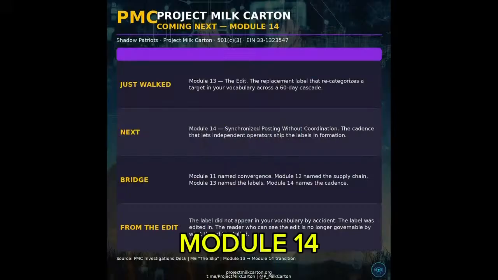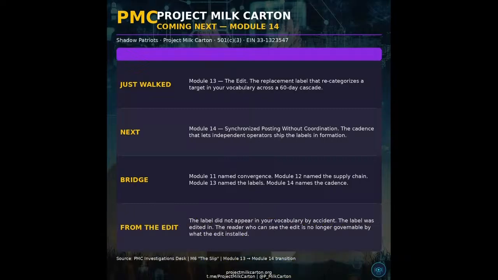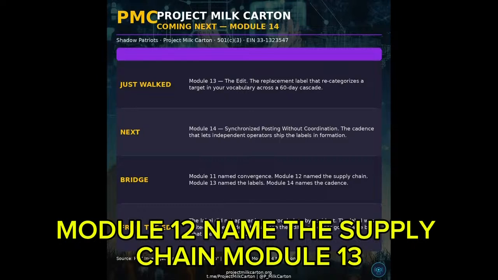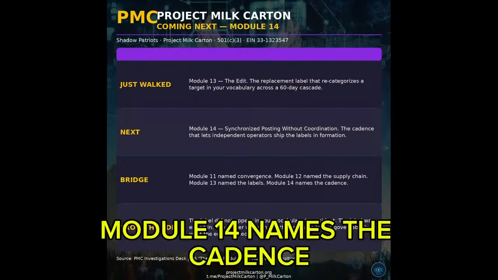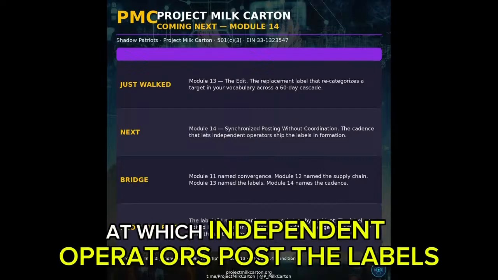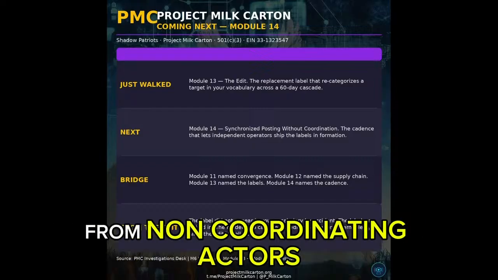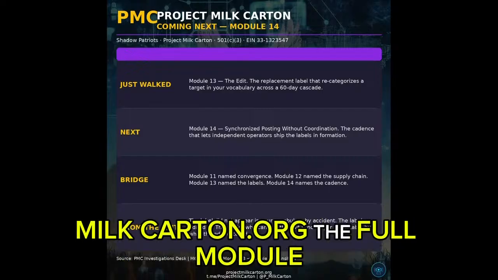Module 14, synchronized posting without coordination, opens next. Module 11, named convergence. Module 12, named the supply chain. Module 13, named the labels the supply chain ships. Module 14 names the cadence at which independent operators post the labels in formation, producing the coordination effect from non-coordinating actors. The detailed citizen action card lives at projectmilkcarton.org.